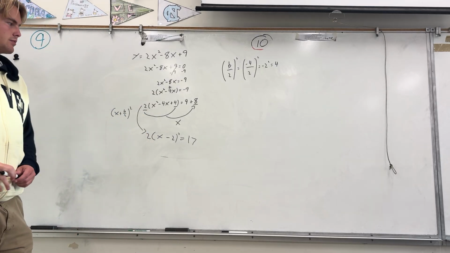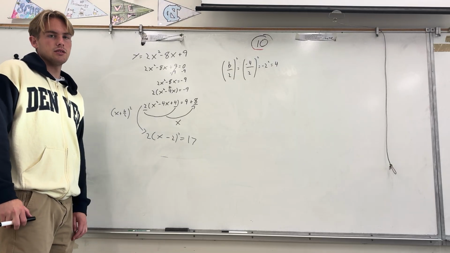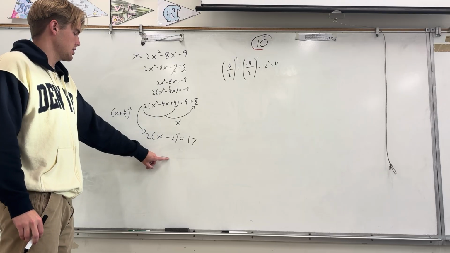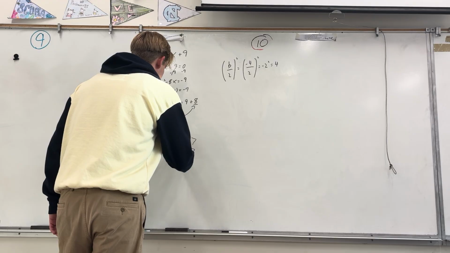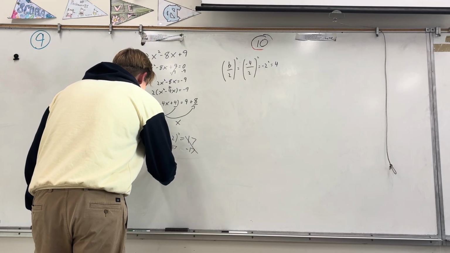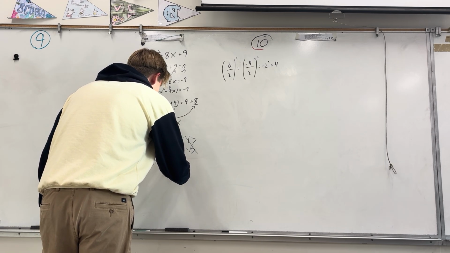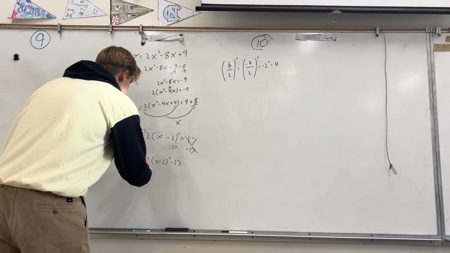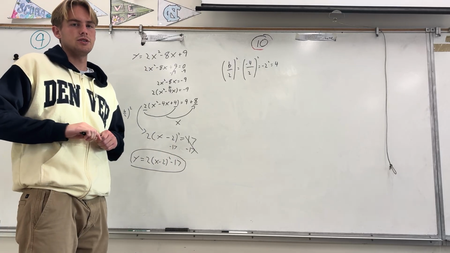That's all you're using. And then the 2 is just coming along for the ride. The 17 is just coming along for the ride. And now the last step is we got to move this 17 over to the other side. So what we do is we just subtract 17. We're left with... we just throw y equals out front. And that, ladies and gentlemen, is our final equation.